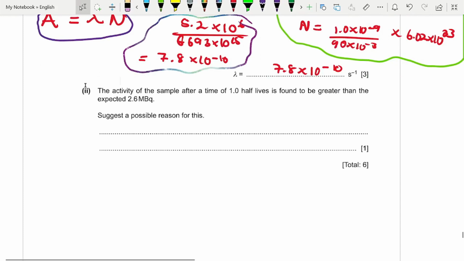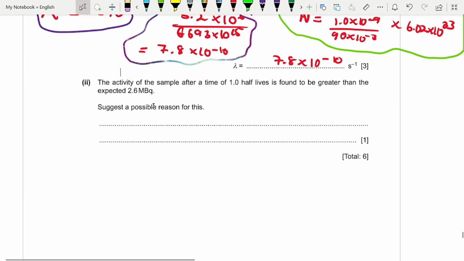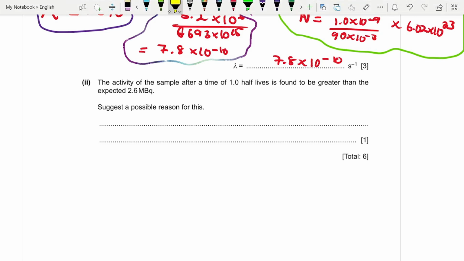The last question, we're given the activity of the sample after a time of 1 half-life, and it's found to be greater than the expected 2.6. So you were expecting something and it doesn't materialize. Happens in people's lives, very sad. But you were expecting to get 2.6, and what you're finding is that it's greater. Isn't that weird? Activity refers to the decays that are occurring per unit time, the rate of decay per unit time. And you're finding out that the actual activity is greater than the expected 2.6.